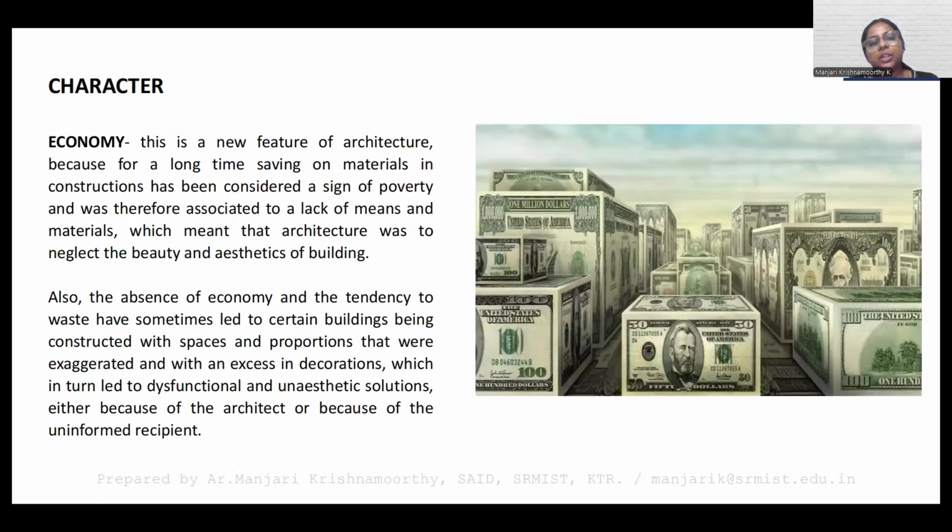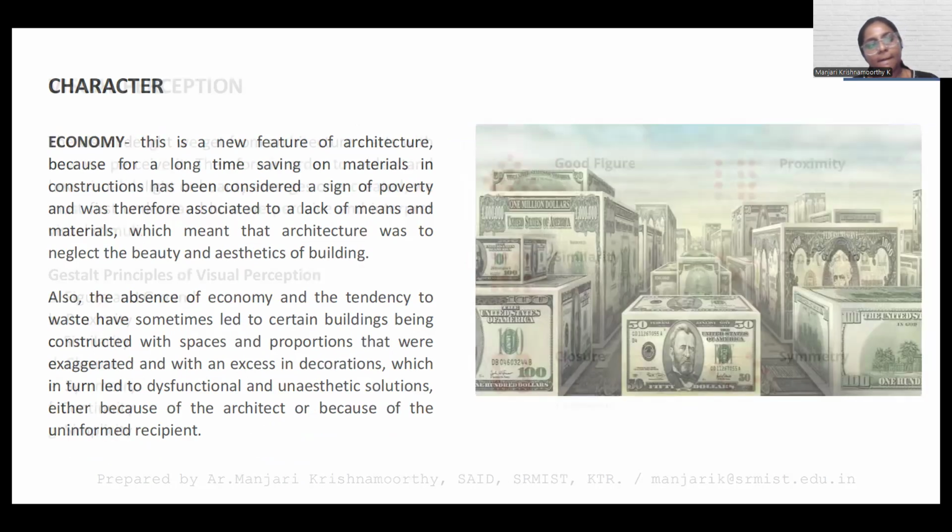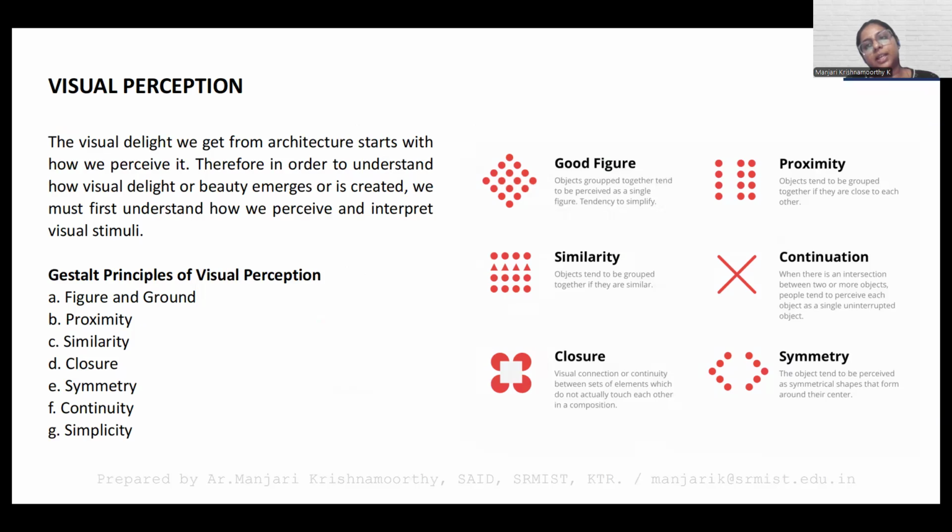Economy. So here architecture is where you neglect beauty and aesthetics, but give importance only to the functionality. So certain buildings can be constructions where you will have excessive decorations, which will also lead to dysfunctional and unaesthetic solutions. So the next topic that we are going to see is visual perception.